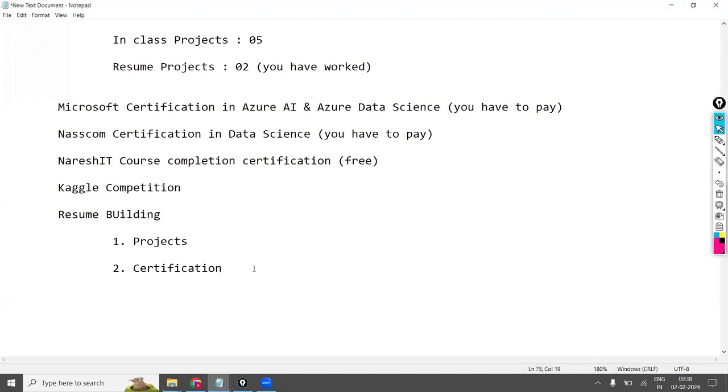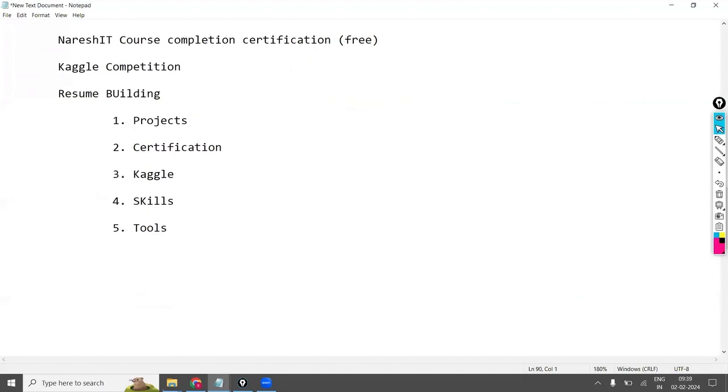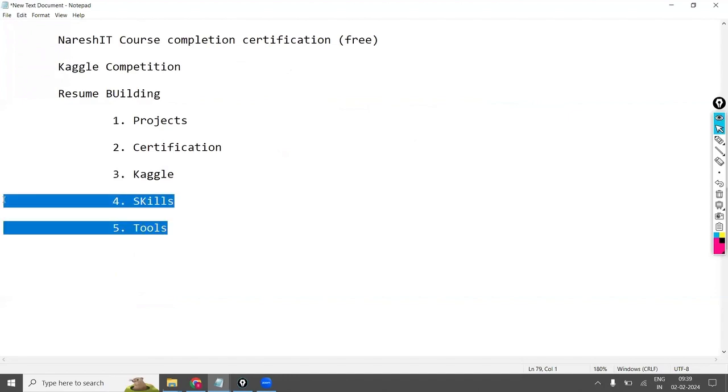And once the certification and projects are complete, in the resume you're going to list the projects and certification, and you're going to write your Kaggle rank. What Kaggle competitions you have taken, this Kaggle you're going to write. And 4, you're going to write what skills you have and what tools you are familiar with. In this entire course, the different skills you are going to learn and the different tools you are going to learn, everything you are going to write. So these two are going to be common for every student in my class.